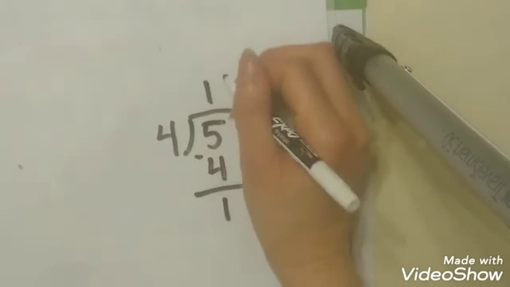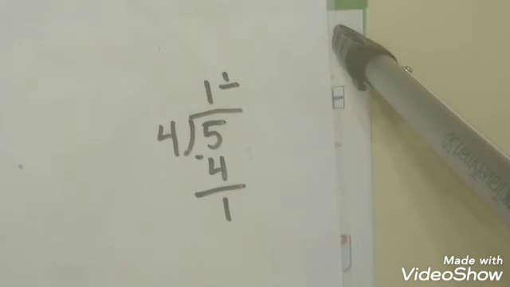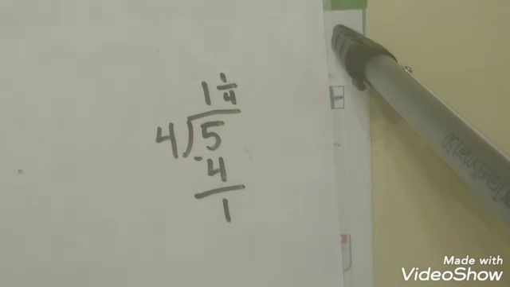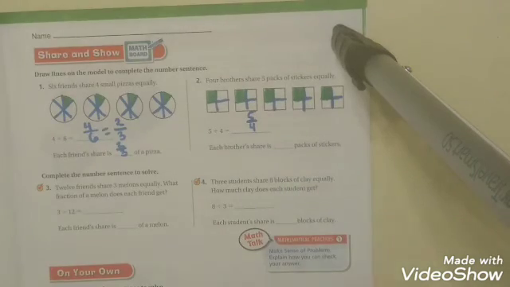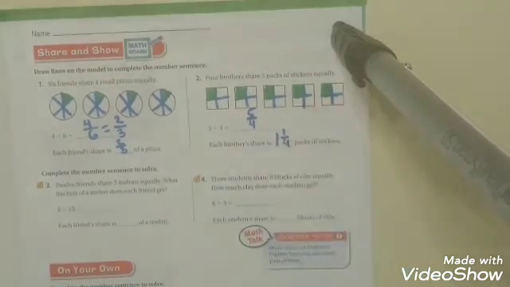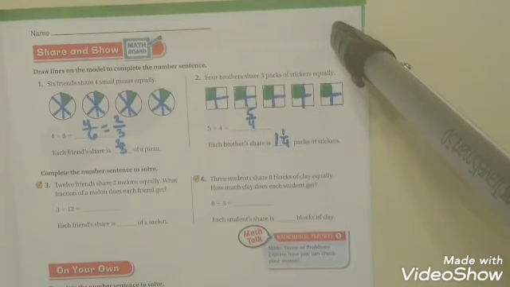I'm going to bring that 1 up. It's going to become the numerator in my fraction. And then this 4 becomes my denominator. So I could rewrite 5/4 as 1 1/4. So each brother will get 1 1/4 packs of stickers.